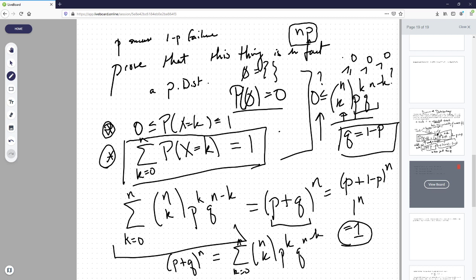So let's look at some example problems. Wait, how did we get 0? How did we get that it's 0? Which thing is 0? The null binomial is 0.